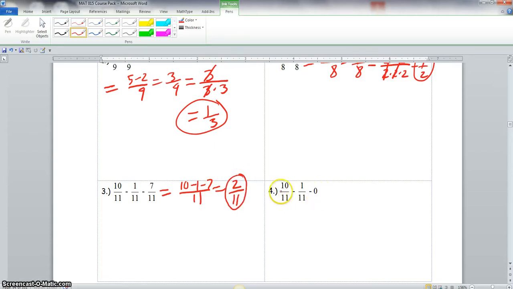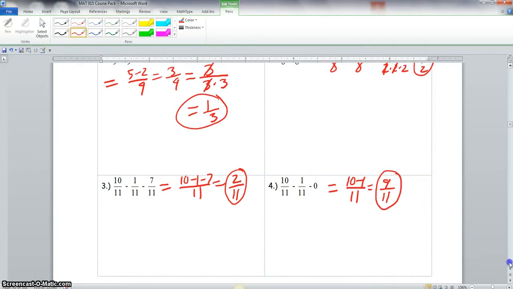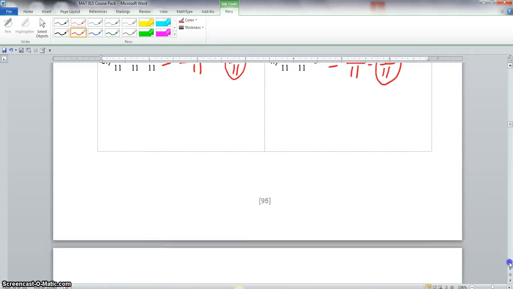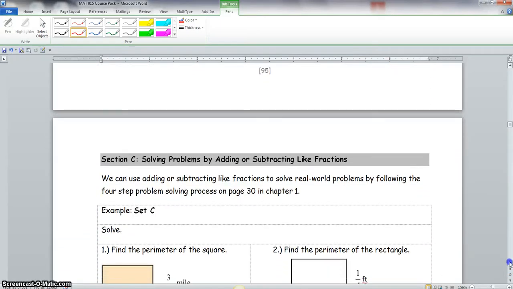Now we come here to number 4. We know anything minus 0 would just be the number itself. So we look here at our denominators. Denominator would be 11, and we will subtract 10 minus 1, which will give us 9 over 11. And we know they have nothing else in common.